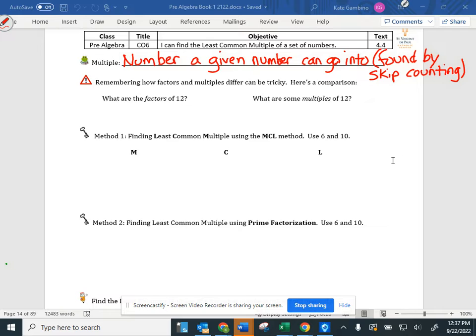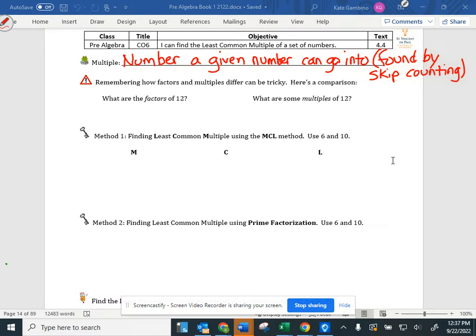So is there only one multiple for numbers? No, because numbers go on infinitely. So your multiples can go on infinitely. My example of a 3, we're skipping by 3s. So any multiple of 3, you skip count by 3. 6, 9, 12, 18, 21, 24, 27, 30. Those are all multiples of 3. Okay, so your multiple is when your given number can go into it, so you're multiplying that number.